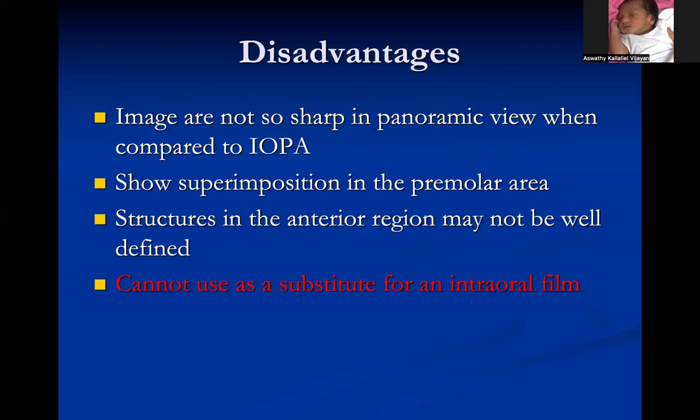Disadvantages: the images are not as sharp in panoramic view when compared to IOPA. It shows superimposition in the premolar area. Structures in the anterior region may not be well defined in an OPG. OPG cannot be used as a substitute for an intraoral film.